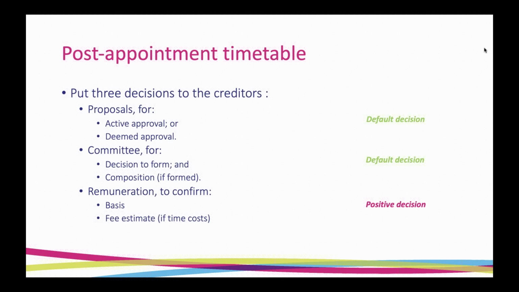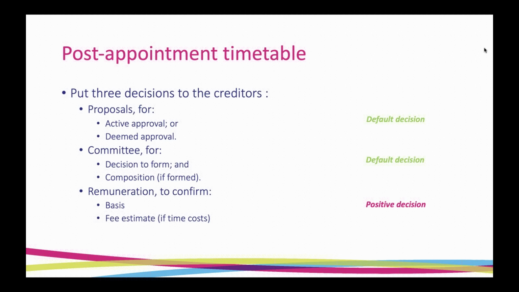Second of the decisions is a committee. The creditors get to choose whether they want a committee, and if they want a committee, they get to choose who is to sit on it. Again, it's usually a decision not to appoint a committee or not to have people on it, which largely goes by default. You don't actually need a positive vote on that unless there is a decision to form a committee and you're then having to choose the people on it.